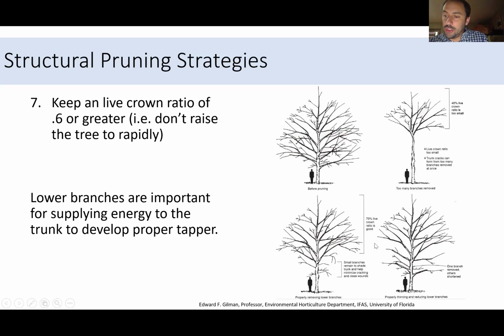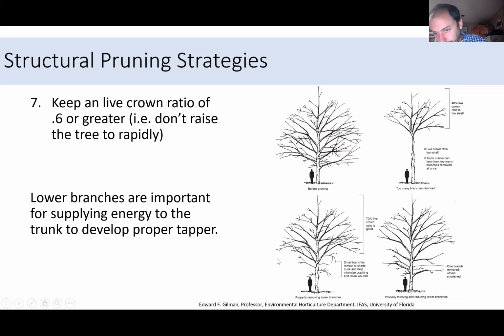On the lower right image, you can see they've just shortened those major branches. The reason you might want to shorten them as opposed to remove them might have to do with their absolute size. So if these branches are already 8 inches, it might be better just to shorten them rather than remove them and make a large pruning wound that could lead to decay getting into the tree. If they're all small, if they're all 4 inches or less, probably just get them off before they get any bigger.